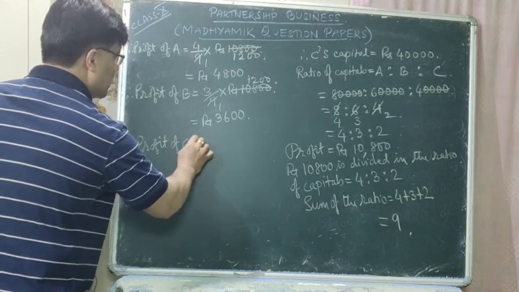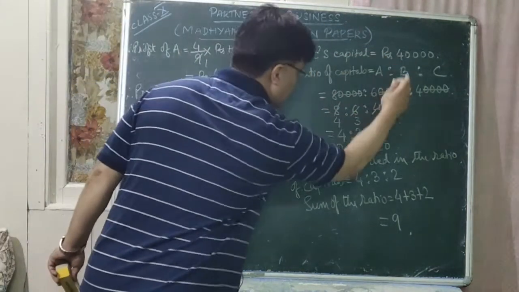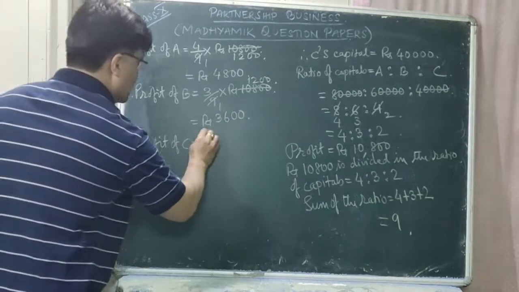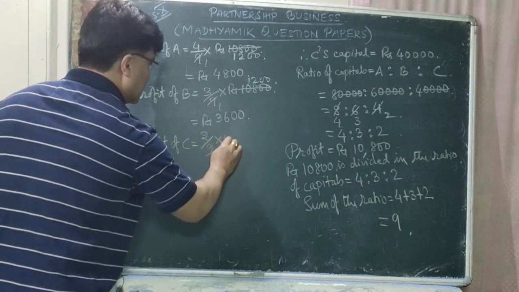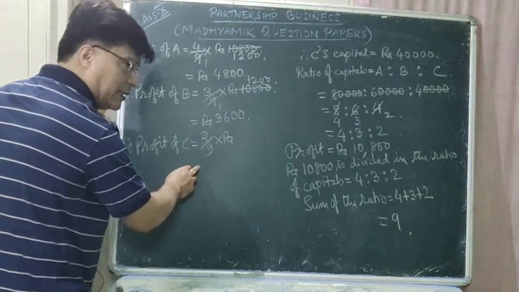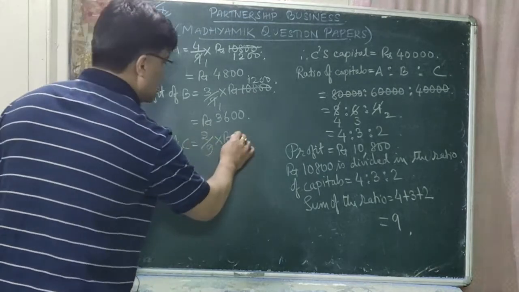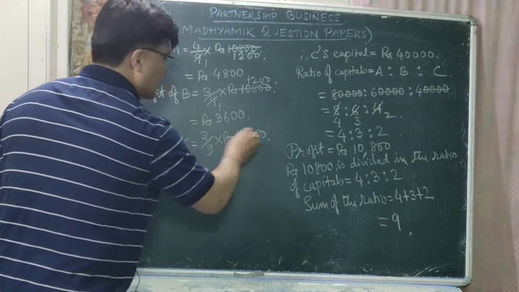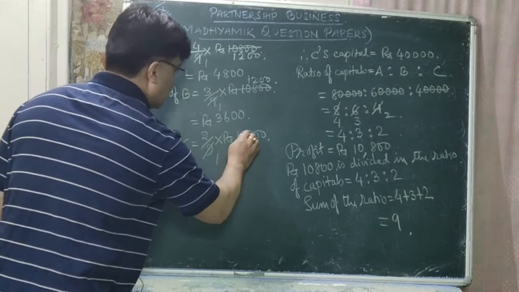Okay, next, the profit of C. What was the profit of C equal to? C's equivalent number here is 2. This is 2 divided by 9 into rupees 10,800. So you can cancel here again.